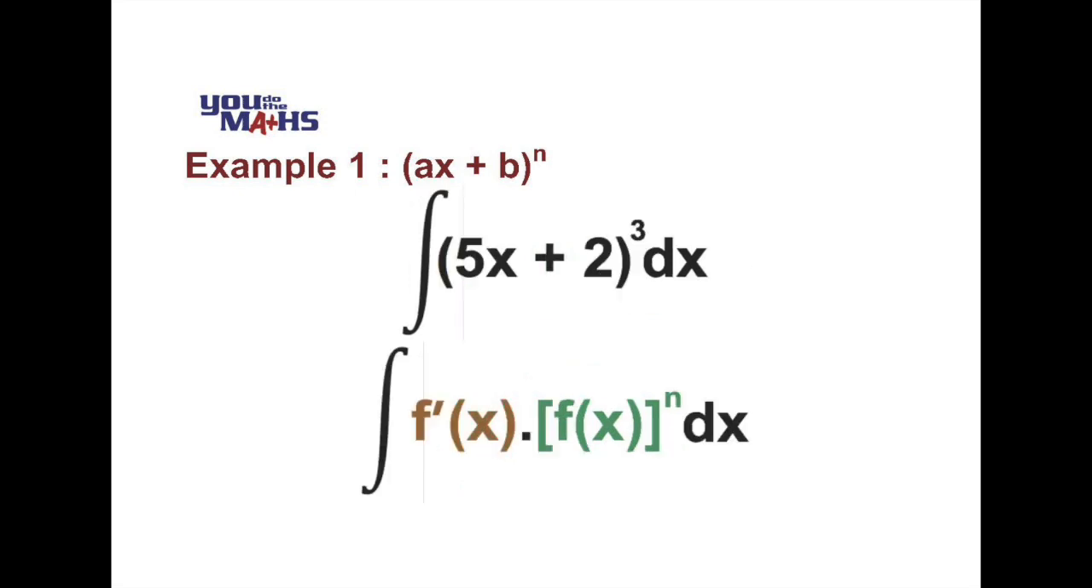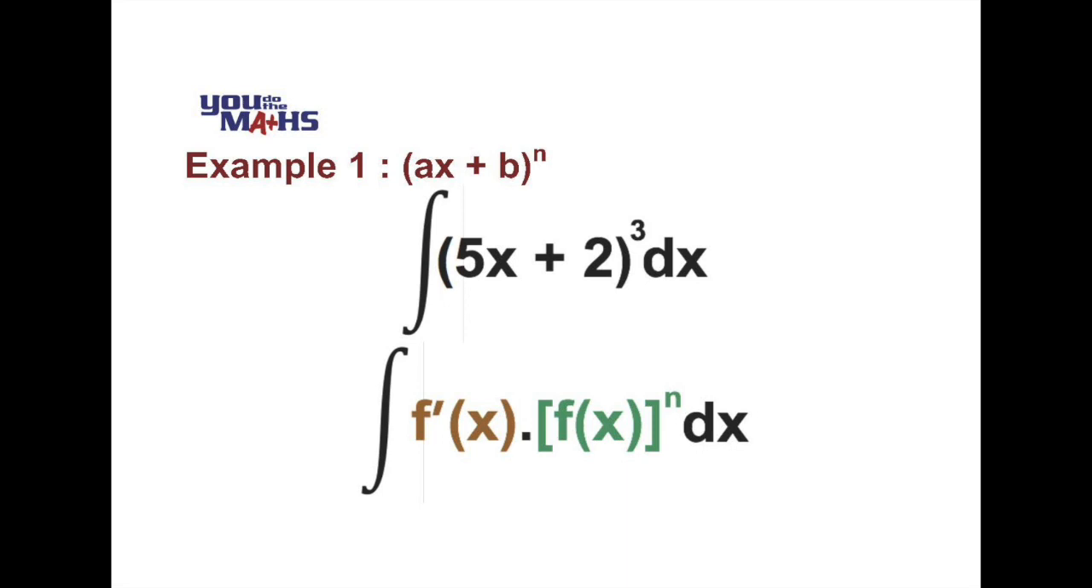In this example, we could expand our bracket 5x plus 2 cubed and resolve the integral by looking at each term. That's fine, but it can take some time. So let's have a look at our new rule. We're saying we have a bracket to a power. Ideally, what we want to do is make sure that's multiplied by the derivative of the inside of the bracket.